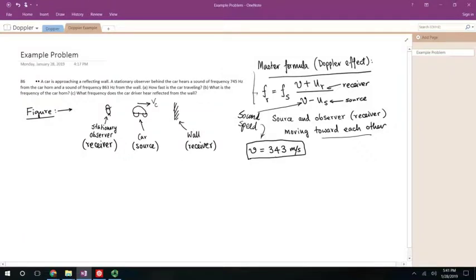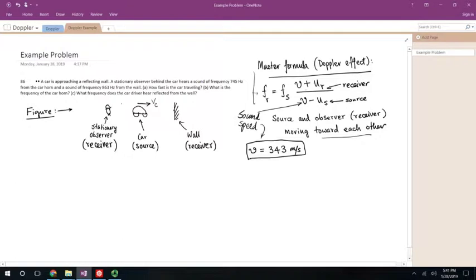All right, so let's first read the problem. It says a car is approaching a reflecting wall. A stationary observer behind the car hears a sound of frequency 745 hertz from the car horn and a sound of frequency 863 hertz from the wall. How fast is the car traveling? What is the frequency of the car horn? And what frequency does the driver hear reflected from the wall?